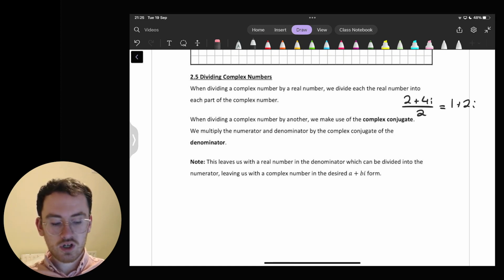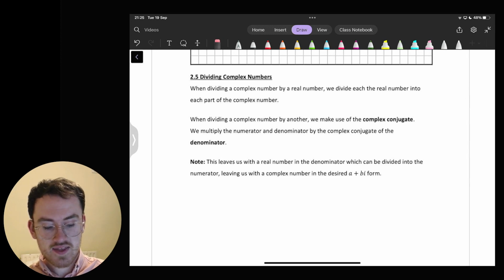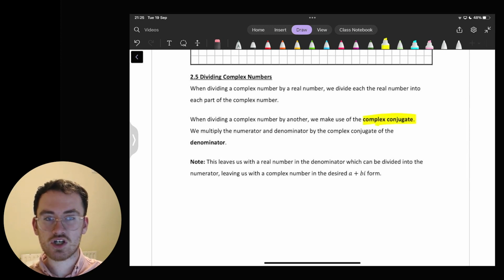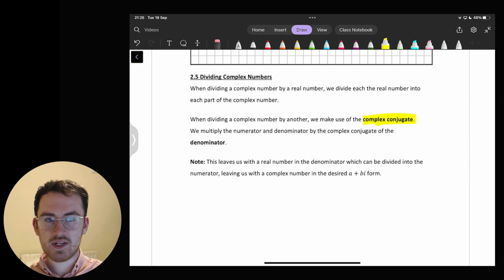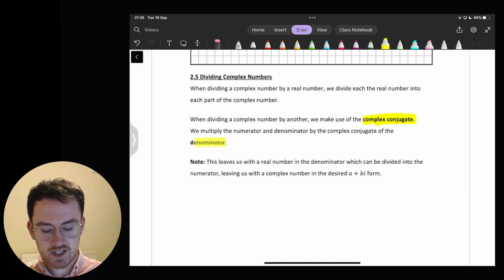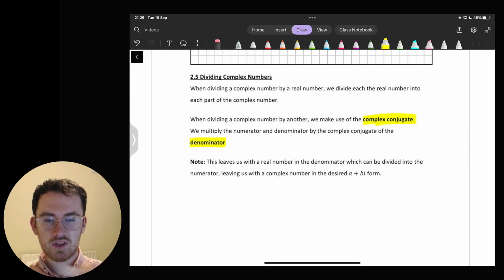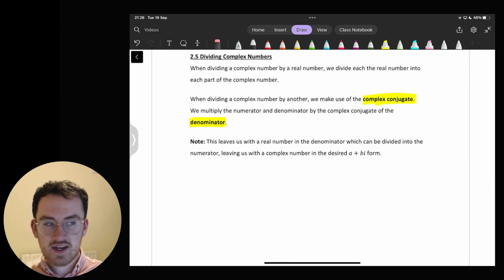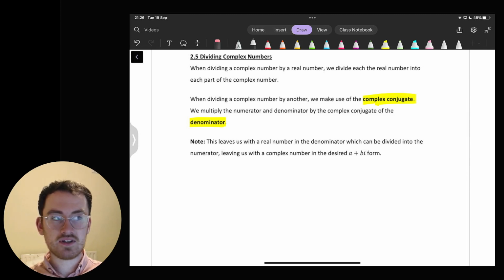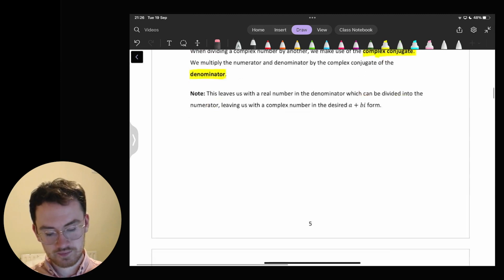If we're dividing one complex number by another complex number, this is where we have to make use of our complex conjugate. So remember, that was the number where we changed the sign of the imaginary part. And what we do is we multiply the numerator and the denominator by the complex conjugate of the denominator. So multiply top and bottom by the conjugate of the bottom. And this is going to give us a real number, which a lot of the time can be divided in. And then that leaves us with a nice complex number in a plus bi form. If it does not divide in, we still need to write out our complex number in that a plus bi form, just to keep it consistent with what we're asked for in the question.